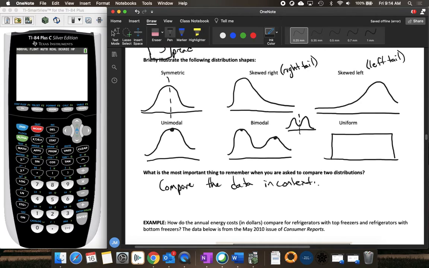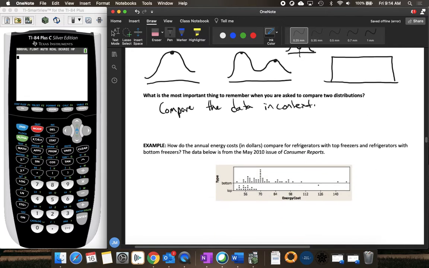Otherwise, all you're really doing is talking about the numbers and the shape, and unless you're really giving the context of it, the comparison really isn't going to mean a whole lot to someone just casually reading the description that you've written. So let's take a look at some examples here.